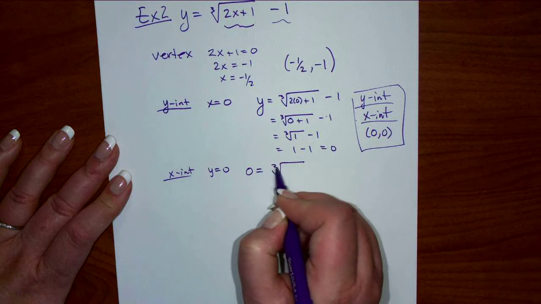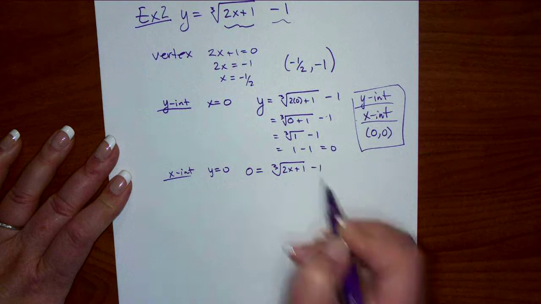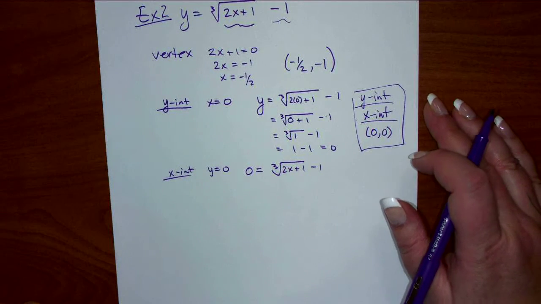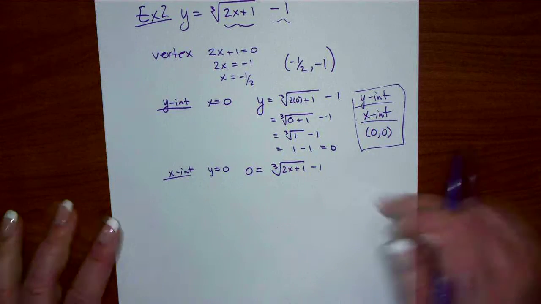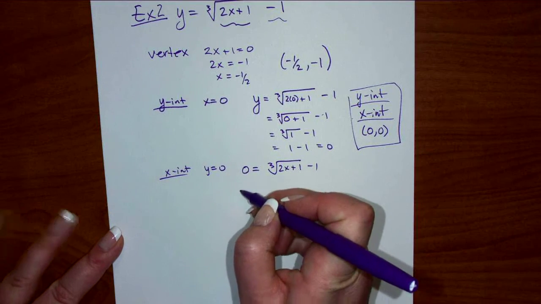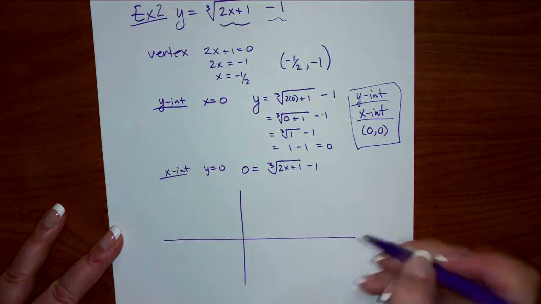All right, you could go through and solve. You should get x is 0. It would be good practice for you to try it anyway. You should get the same point. Okay, so if we draw this, write your vertex in. So minus 1/2, minus 1. It's down here somewhere.